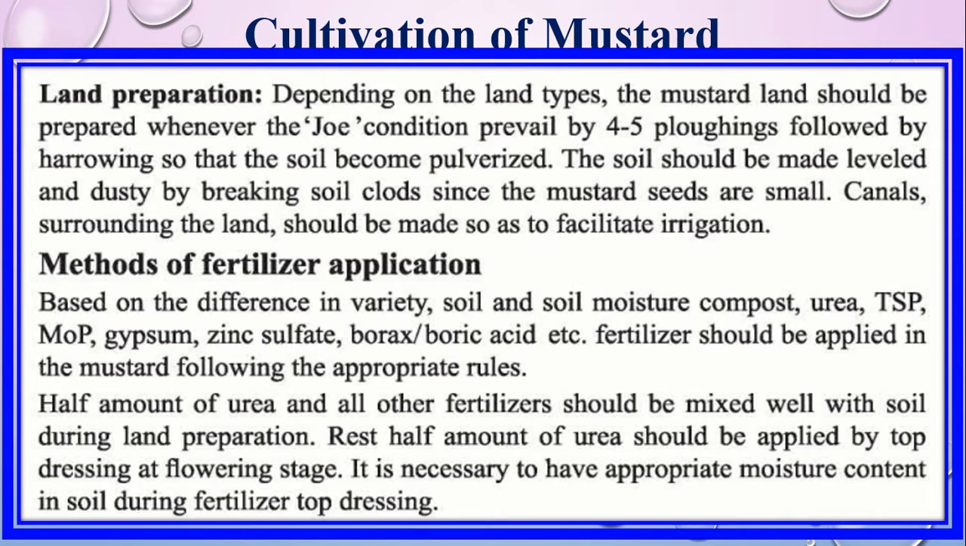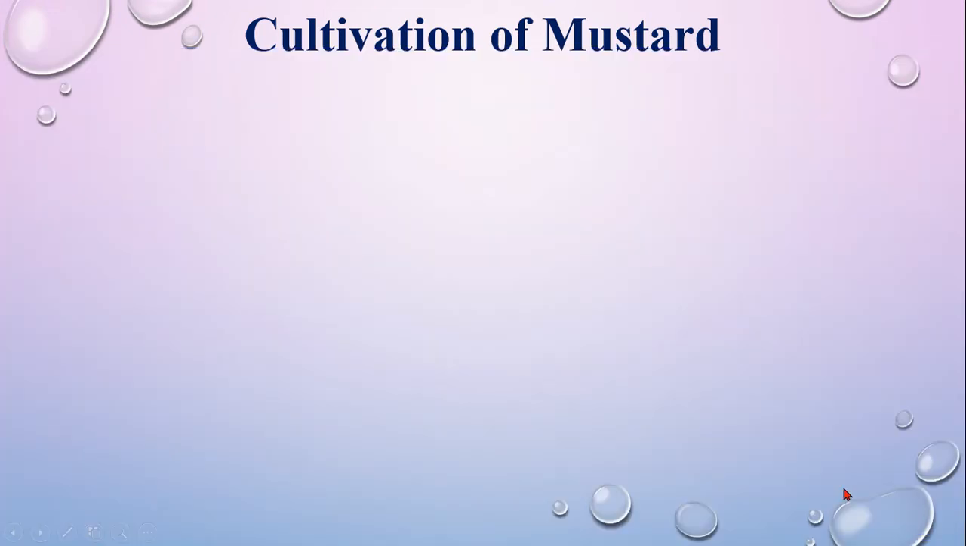Make sure the urea is split into a couple of installments. Half the amount of urea should be applied and mixed with the soil during land preparation, and the other half applied as top dressing at the flowering stage. That means at the flowering stage it is necessary to have appropriate moisture content in the soil during fertilizer top dressing.